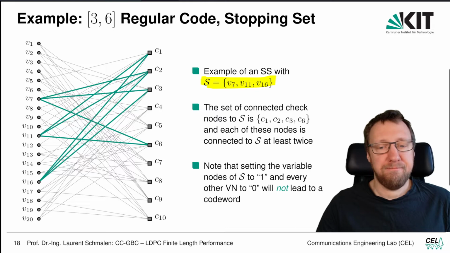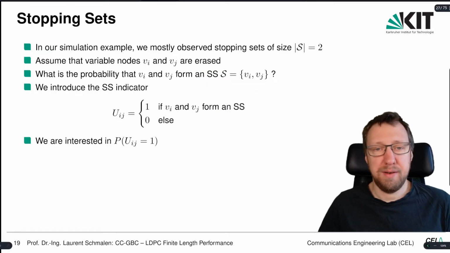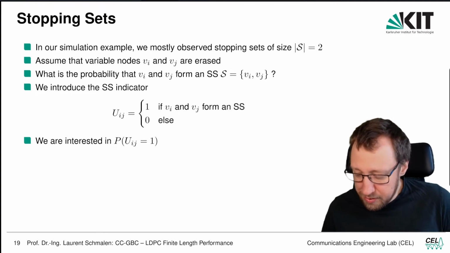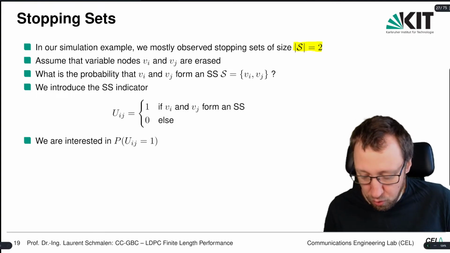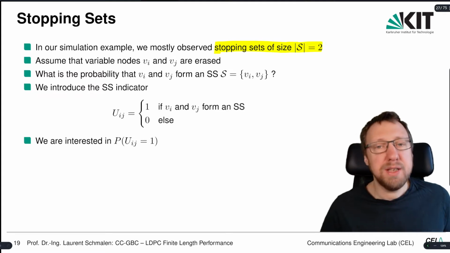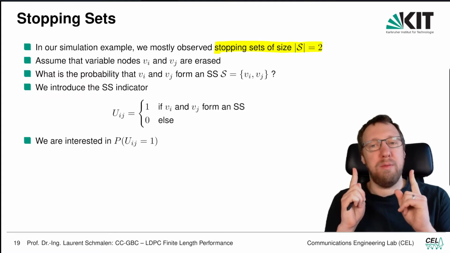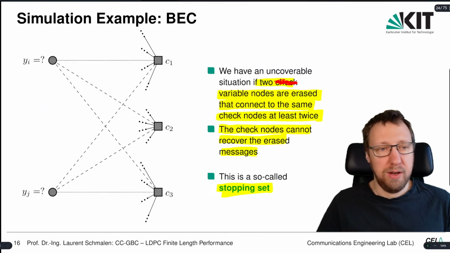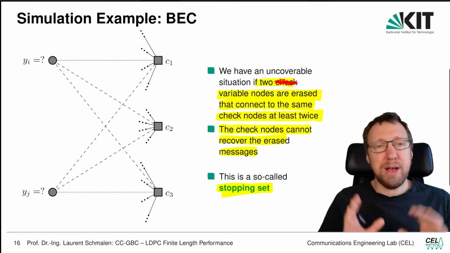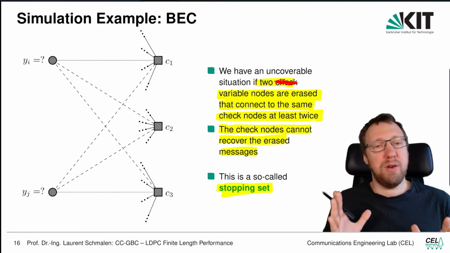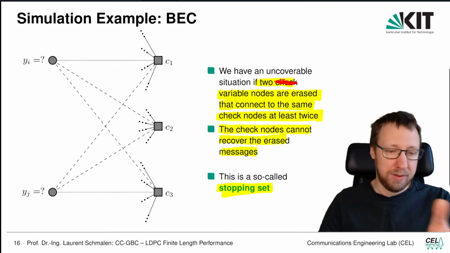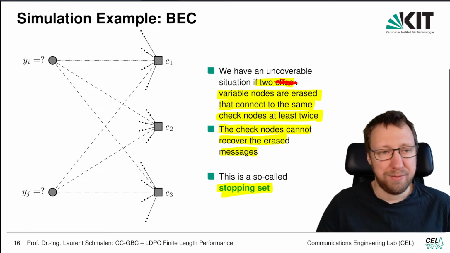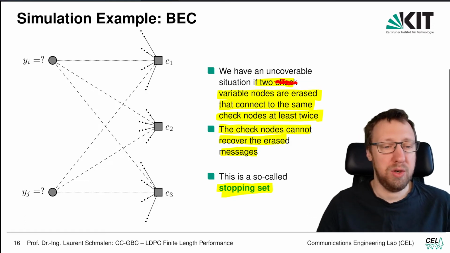Okay, so when we look at our simulation, we mostly saw stopping sets of size 2. We had stopping sets with two variable nodes, Vi and Vj, similar to the one that we saw. And if we look at the error patterns that we observe after decoding, you have the source code, so you can take a look at how many erasures are left, and you will see that mostly it's going to be 2.